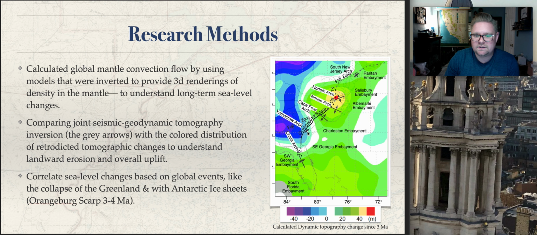So anyway, looking back at the scarp, we can see that we've got these different fault zones that they were looking at, these seismic geodynamic tomographies, and then overlying it with this colored schematic, which is used to show a topographic change dating 3 million years. So then they were able to correlate sea level changes based on global events such as the collapse of Greenland and the Antarctic ice sheets.